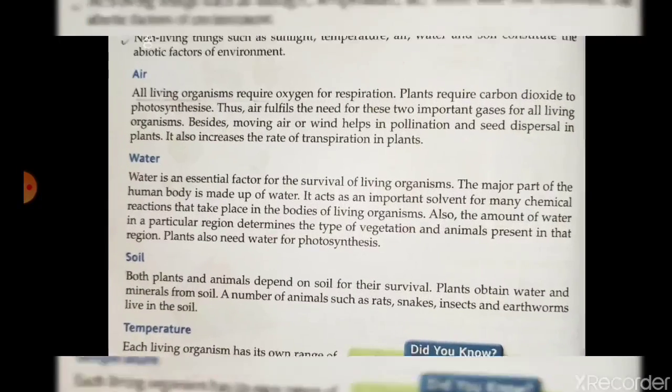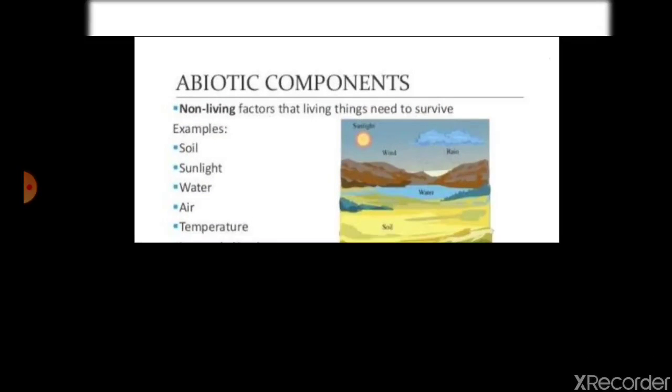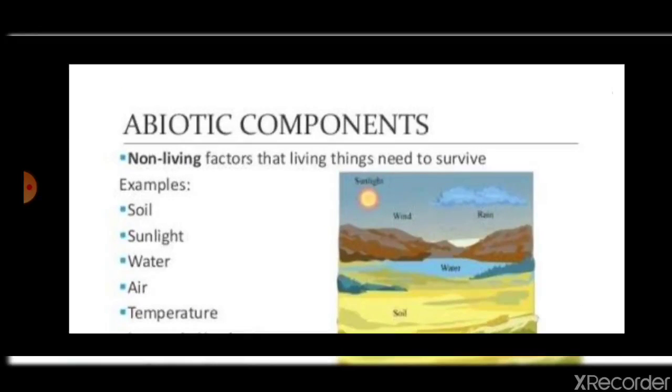Now let us study the abiotic components or the non-living components. Abiotic components or the non-living components such as sunlight, temperature, air, water and soil constitute the abiotic factors of the environment.